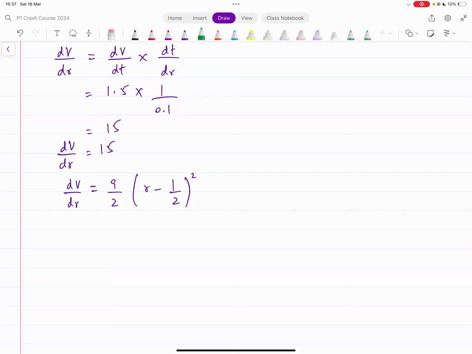Now just replace dv over dr by 15. You get 15 equals 9 over 2 into r minus 1 over 2 whole square. That is going to give you the value of r that you were looking for. When dr over dt is 0.1, the corresponding value of r will come from this equation now. How do you solve this equation?